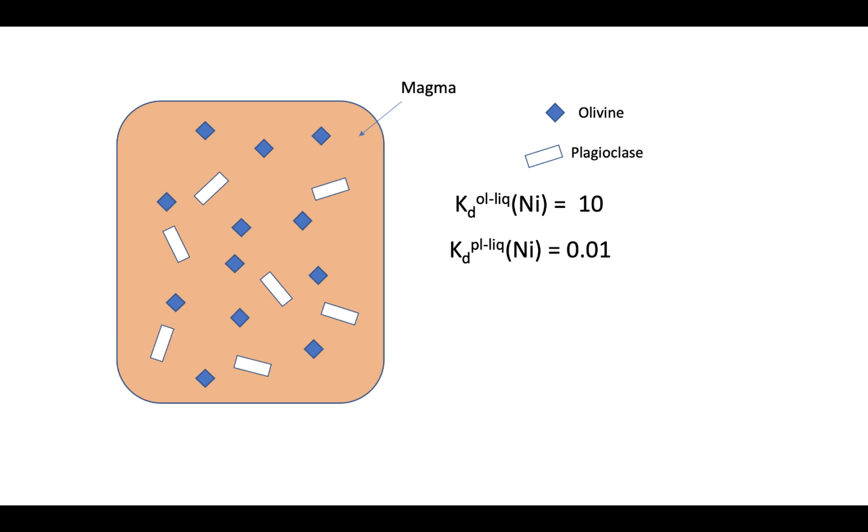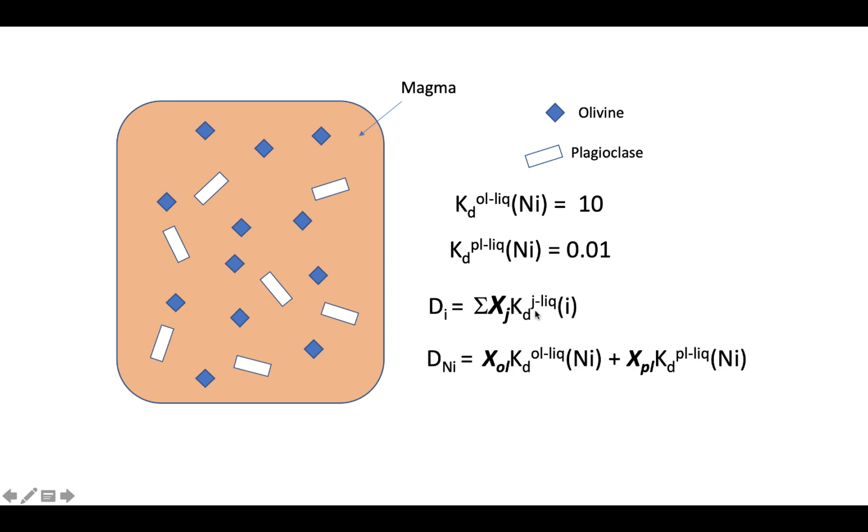Now let's take a look at the example of nickel. In the previous lecture, we talked about nickel being compatible in olivine and incompatible in plagioclase. If we have nickel that is being absorbed by olivine, but it's being rejected by plagioclase, what is the net effect when we have these two minerals crystallizing together? That's what the bulk distribution coefficient is going to do.